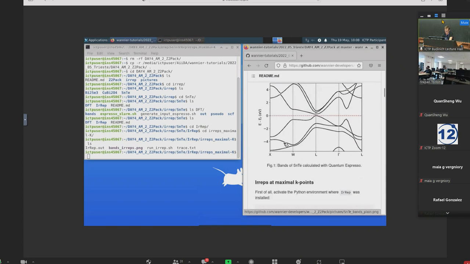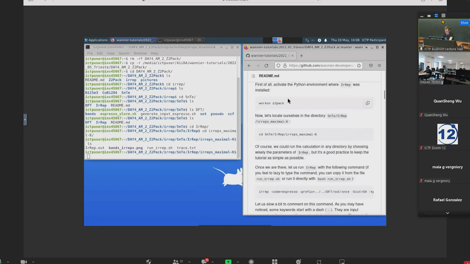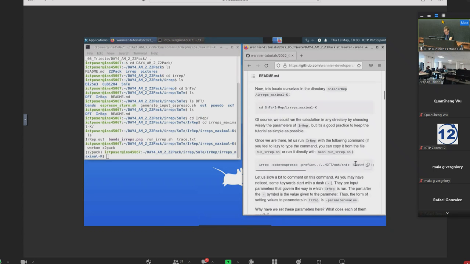So, as I said, we have the band structure and the wave functions calculated with Quantum ESPRESSO, and we are going to run irrep. For that, first, we have to activate our Python environment. So we do it with this command. Okay, you will see that it's activated now. And we are going to run irrep. So this is the command, the one here, that we are going to run.